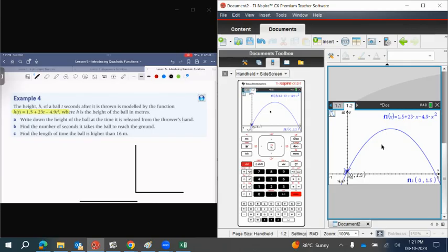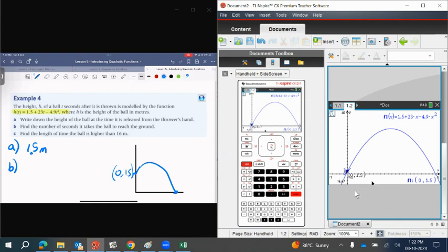Here's our graph. Here's how it looks. And it goes through here at 0, 1.5. That is the answer to A, 1.5 meters. B, find the number of seconds it takes for the ball to reach the ground. Well, that's going to be the x-coordinate here.